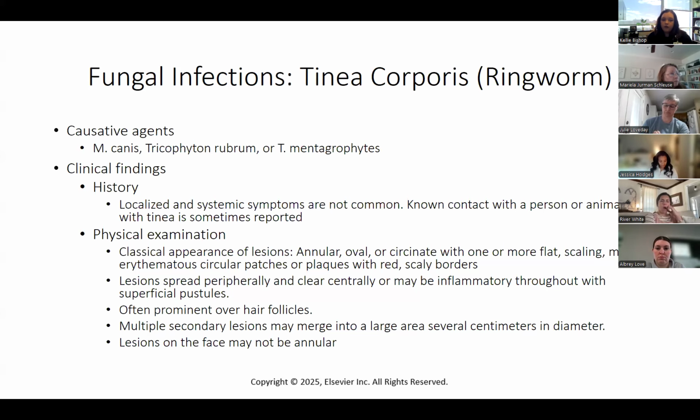This is where knowing the descriptions of the lesions is important, because if you have an annular lesion with a scaly border and central clearing, it's tinea. Unless there's something very obvious in the question that tells you it's something else, it's tinea. Central clearing, it's pretty much always going to be tinea, but especially if it's annular and has scaly borders. Lesions spread peripherally and they clear centrally. So they have a pale center and then a very well demarcated red scaly border.